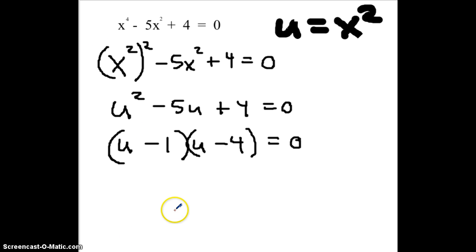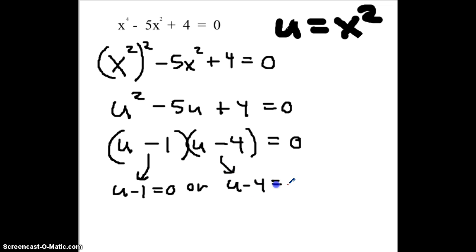Now, of course, use the zero product property. Since these two binomial factors multiplied together equal 0, we know that either the first factor, u minus 1, equals 0, or the second factor, u minus 4, equals 0. It's either got to be one or the other. We solve them both for u. The one on the left, to undo subtraction, we add 1 to both sides. That would be u equals 1. For the other one, we add 4 to both sides to get rid of the minus 4, so u equals 4.